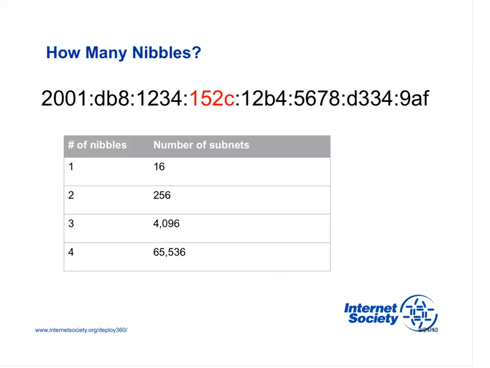If you use 1 nibble, you can have 16 subnets. 2 nibbles, you can have 256. 3 nibbles, 4,000. And of course, if you just have it wide open, then it would be a full 65,000. Again, the complexity of your network will somewhat determine where this goes.